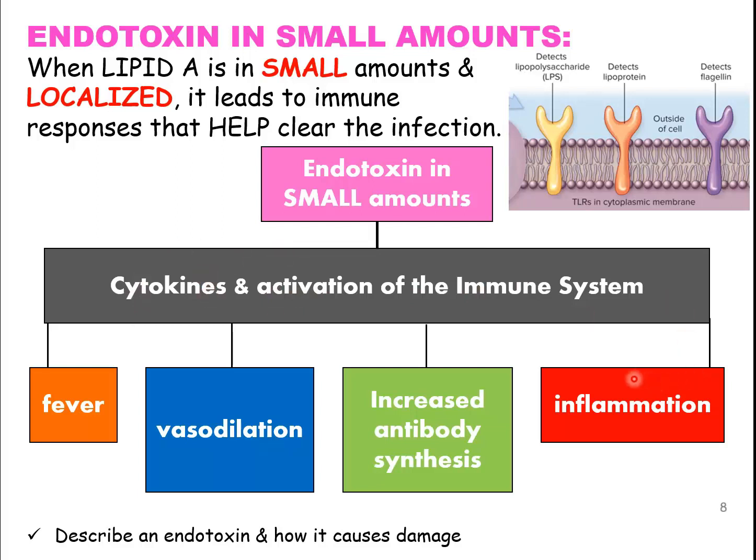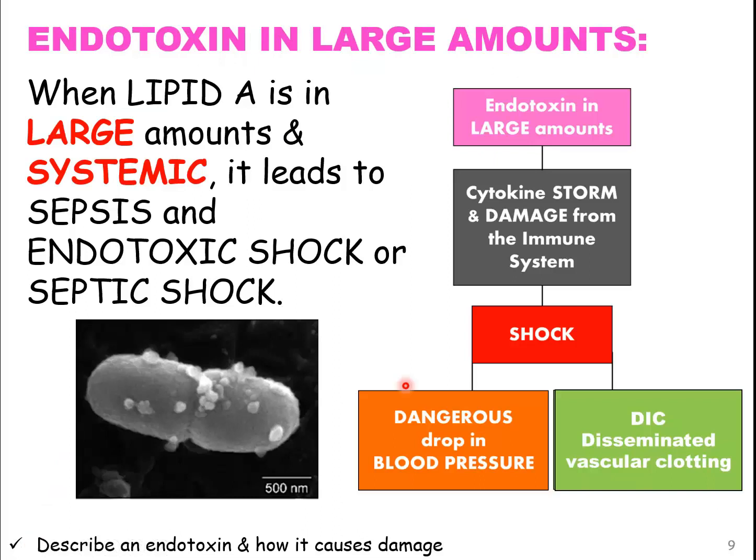So localized inflammation is good, sets the stage for repair. We're going to get antibody synthesis, all good. Vasodilation is going to call those white blood cells to the area. And then fever also, low-grade fever is helpful in activating our immune system. So small amounts are good. Large amounts, very, very bad.